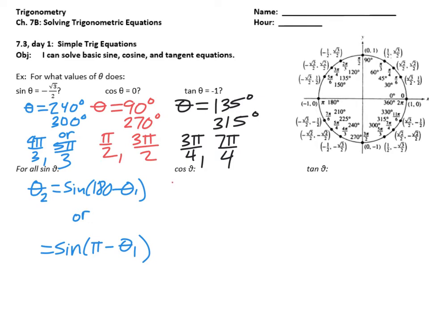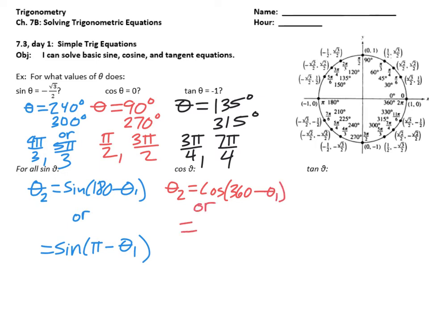For cosine, you would take 360 degrees and subtract answer number 1.